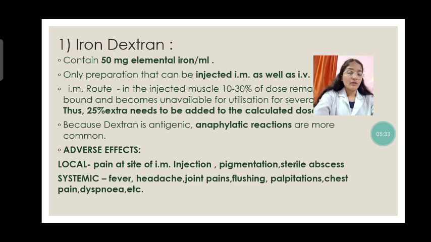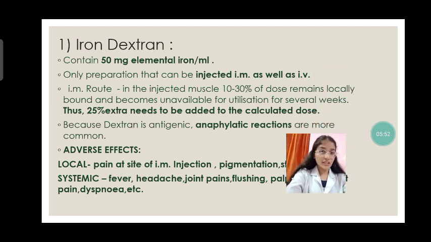Now, the first parenteral iron preparation we will see is iron dextran. Iron dextran contains 50 mg elemental iron per ml, and it is the only preparation that can be injected both intramuscularly as well as intravenously. Via the intramuscular route, when we inject in muscle, 10 to 30% of the dose remains locally bound and becomes unavailable for utilization for several weeks. Therefore, 25% extra needs to be added to the calculated dose.